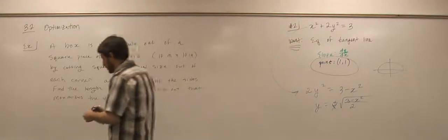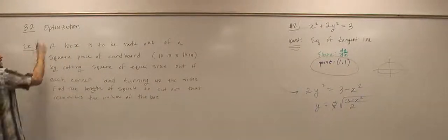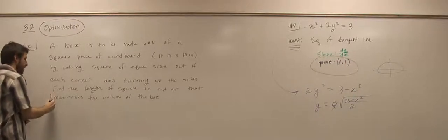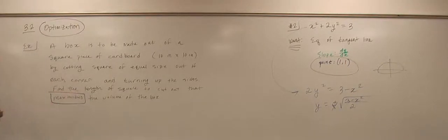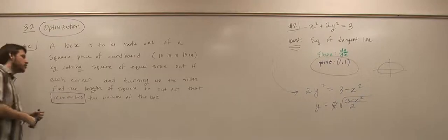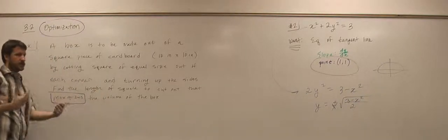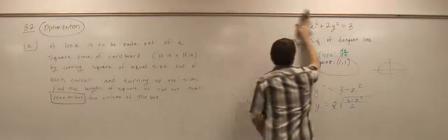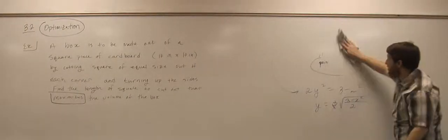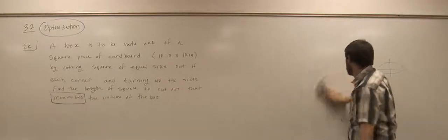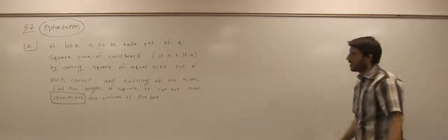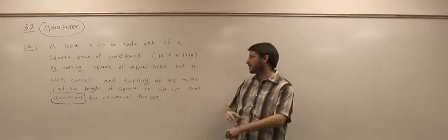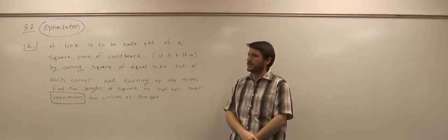So this is optimization. This is a typical optimization problem. Optimizing something means you're going to have to maximize or minimize some function, and usually you're going to have to build that function on your own. You're going to have to somehow come up with the formula. So in this case, I've described how we build a box, and I want you to come up with the formula for the volume of the box and then find the length of the square to cut out that will maximize that volume.